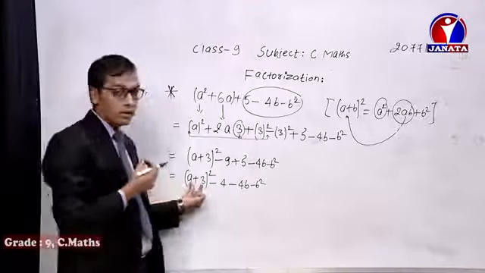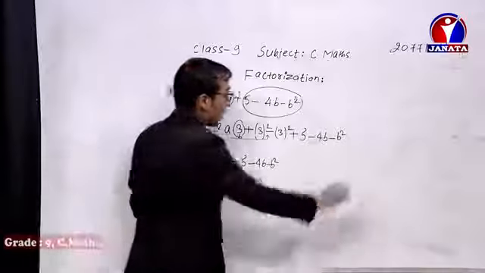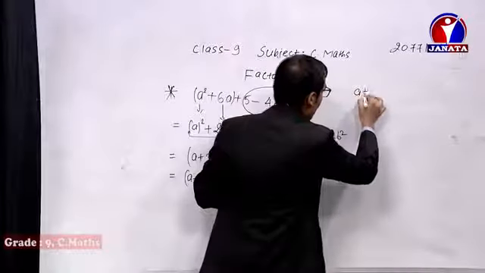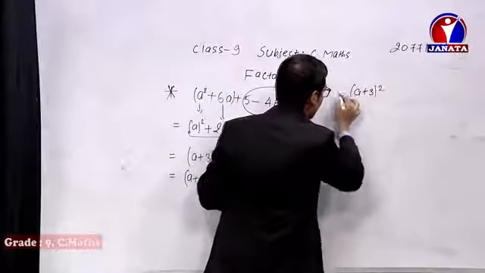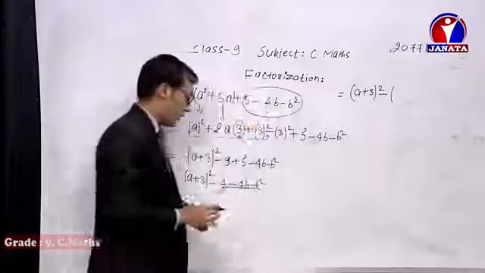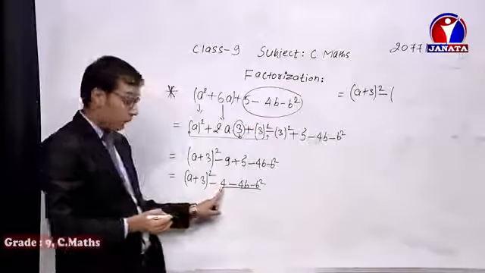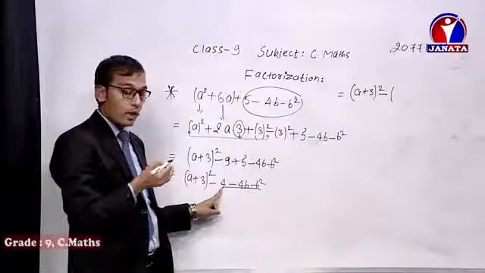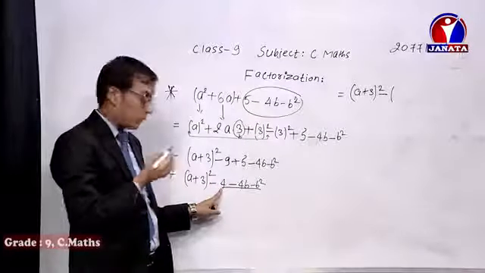Let me write here a plus 3 whole square minus, I am taking the negative sign common here. So what is the sign of 4? Negative. After taking the negative sign common, the sign will change, it should be positive. 4 plus 4b plus b square.